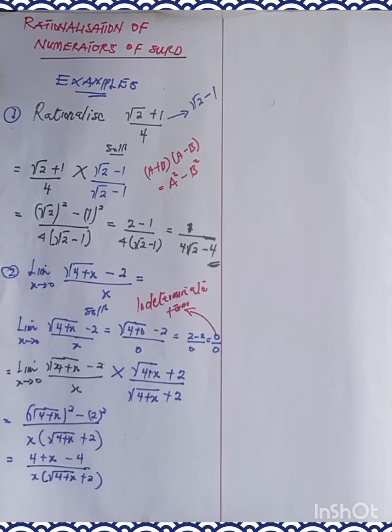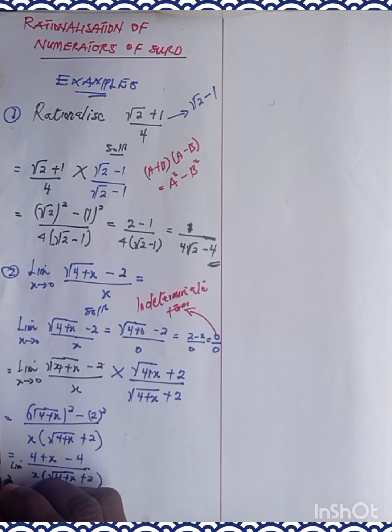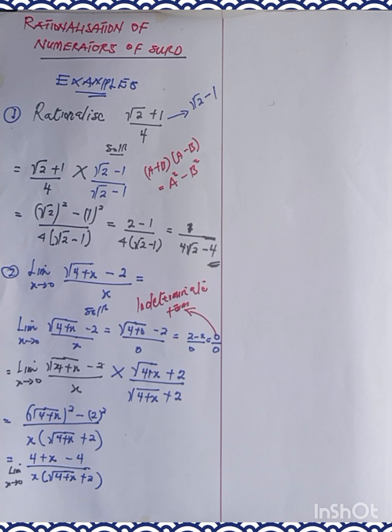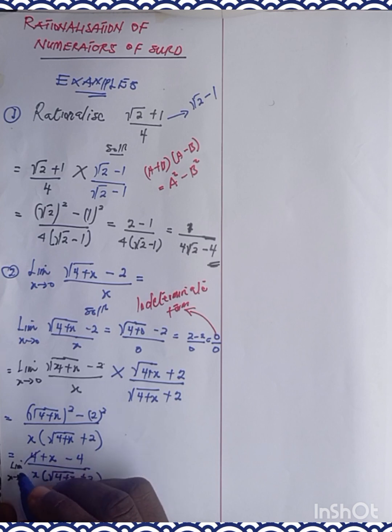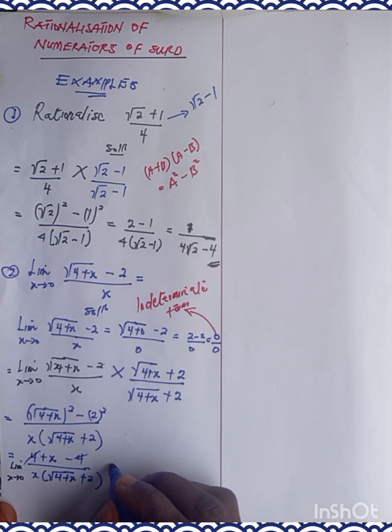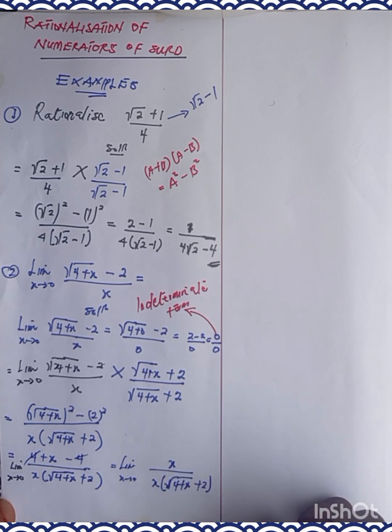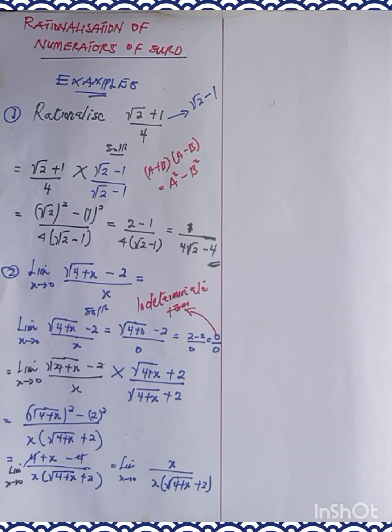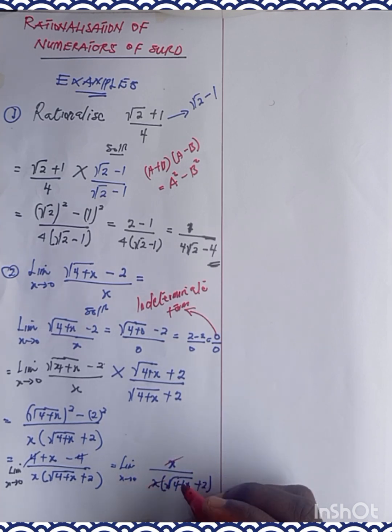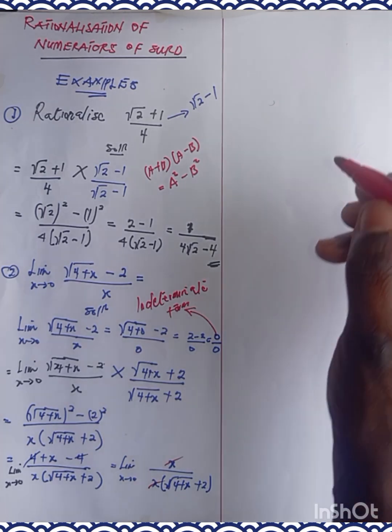But as you are doing, make sure you take the limit. It is very important. You have to add the limit as you are solving. So the limit as x approaches 0. So we can observe that the 4 and the negative 4 will go away, and then we are left with the limit as x approaches 0 of x all over x times root of 4 plus x plus 2. So you can see that this and that will also go. So we are left with what? 1.